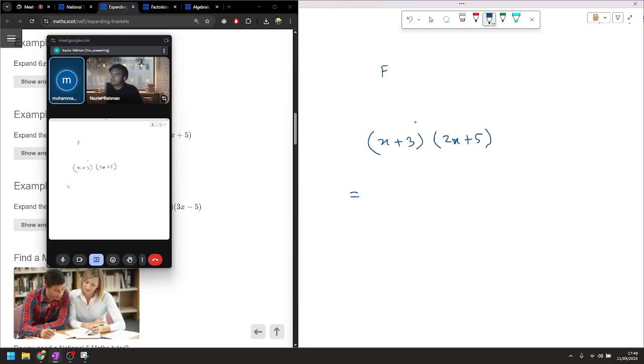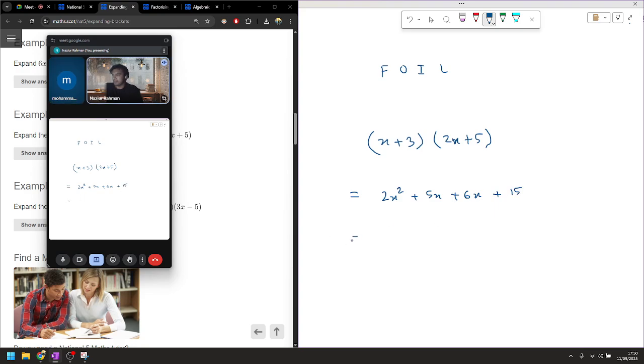Okay. X times 2x. So I can use FOIL. So x times 2x, which is 2x squared. Good. And then plus x times 5, plus 5x. Yep. Good. Plus 5x. Keep going. Okay. 6x times... plus 6x. Good. And then just plus 15. Plus 15. Hold on. So that's the expansion done.